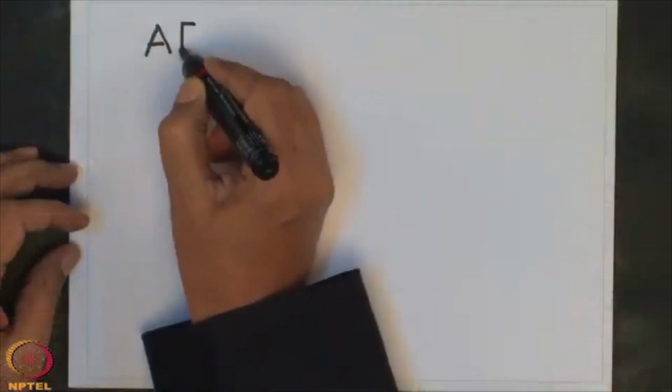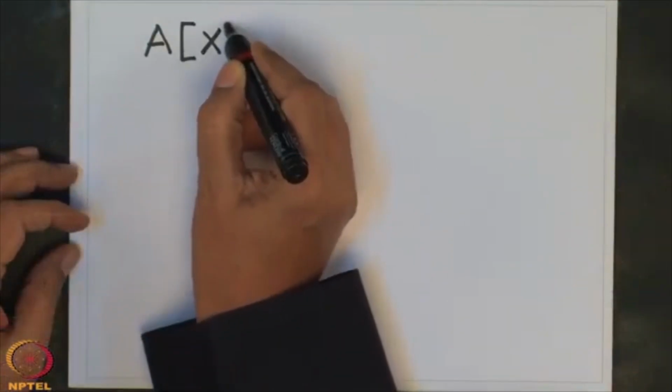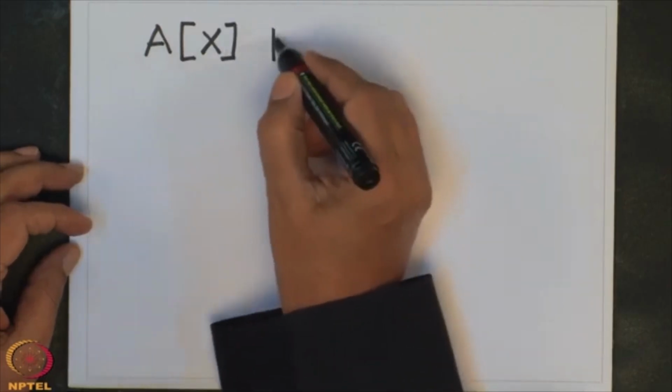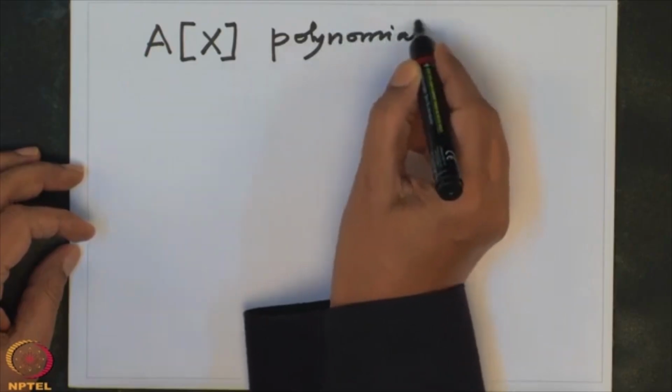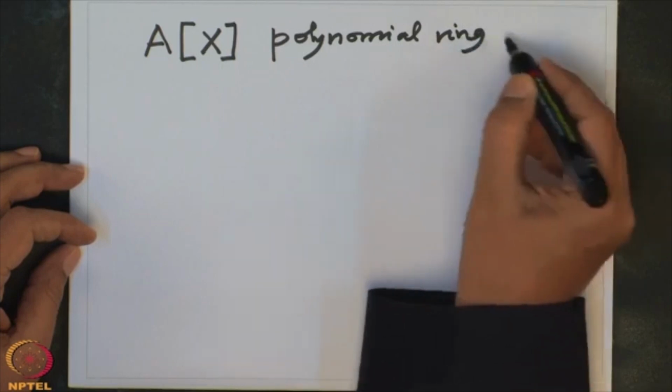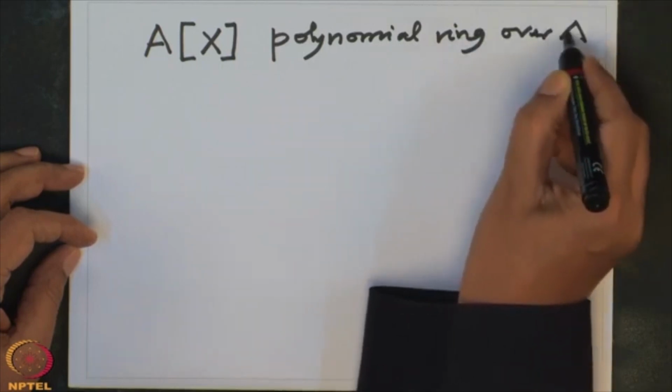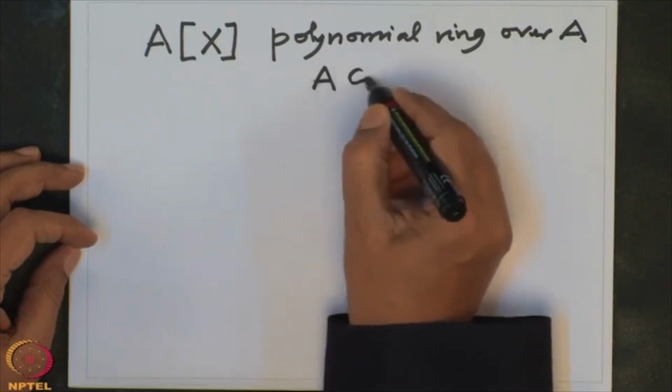In the last lecture, we began our study with polynomials, more precisely polynomials over a commutative ring. The notation we have used is that the set of all polynomials with coefficients in the ring A is denoted by A[X]. We saw again that it is a ring, and this ring is called a polynomial ring over A, and A was a commutative ring.